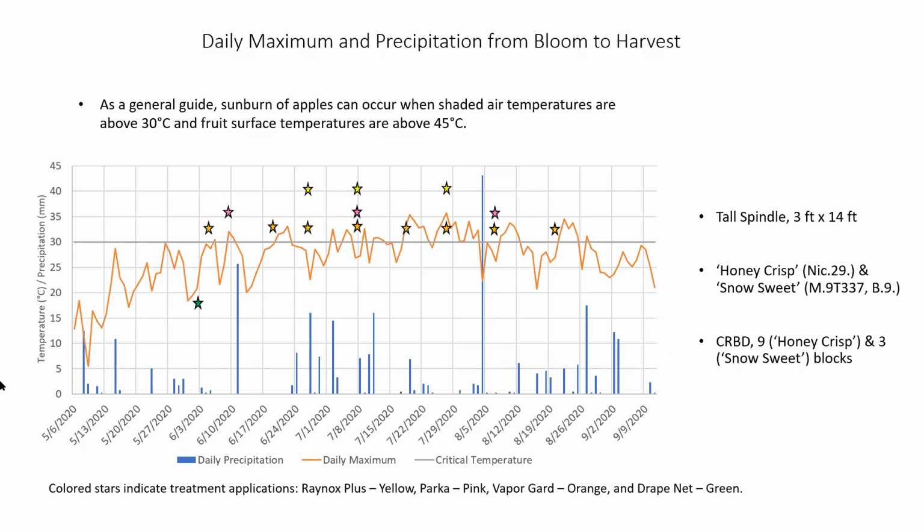So now we are moving on to the slides from which you can see the fluctuation of the maximum daily temperature during the season. Blue lines present daily precipitation, and the horizontal green line is the critical temperature of 30 Celsius. 30 Celsius has been used as a general guide to signal that the air temperature is high enough to induce sunburn damage on the fruit. Our experiment was organized as a complete randomized block design. We have 9 blocks of Honeycrisp trees and 3 blocks of Snowsweet, and they are all trained to tall spindle.